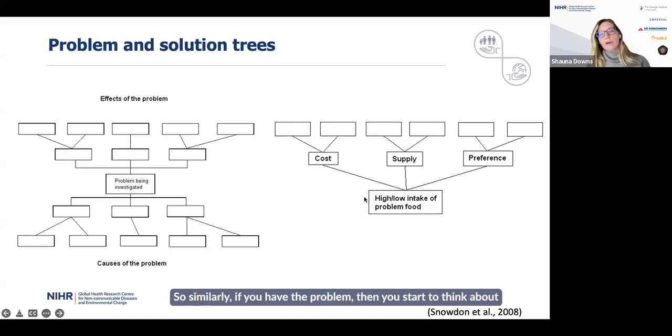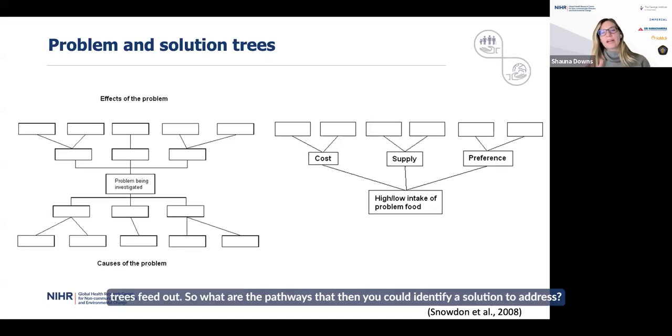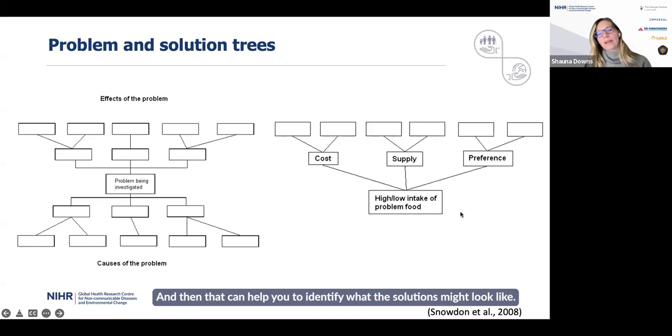So similarly, if you have the problem, then you start to think about how these trees feed out. What are the pathways that you could identify a solution to address? Say you have high or low intake of sugar sweetened beverages, then what is the impact? How does cost influence supply and preferences? And that can help you identify what the solutions might look like.